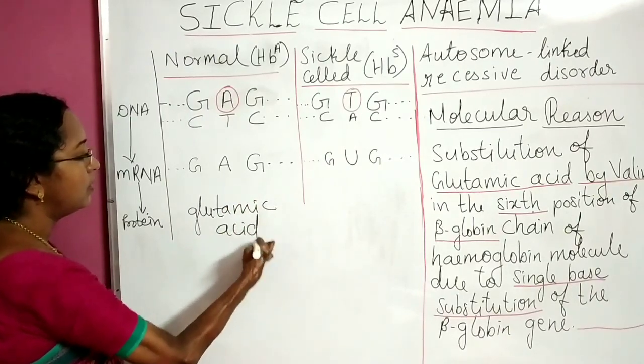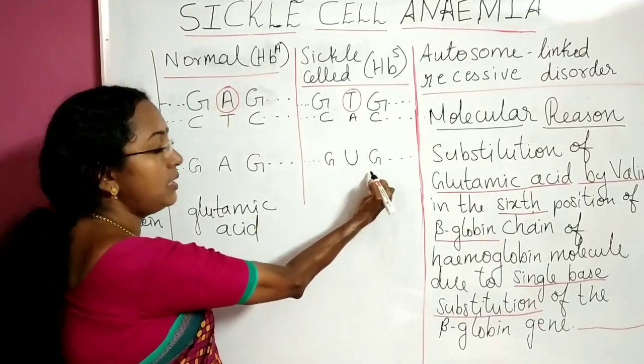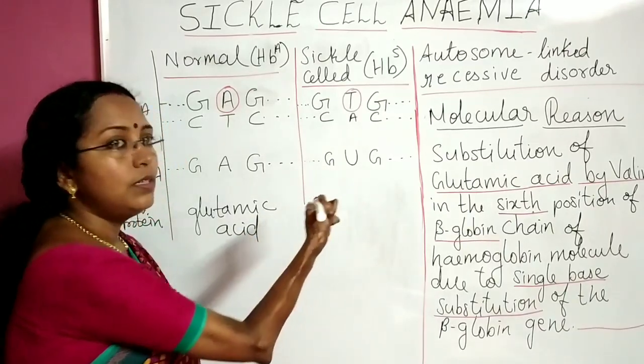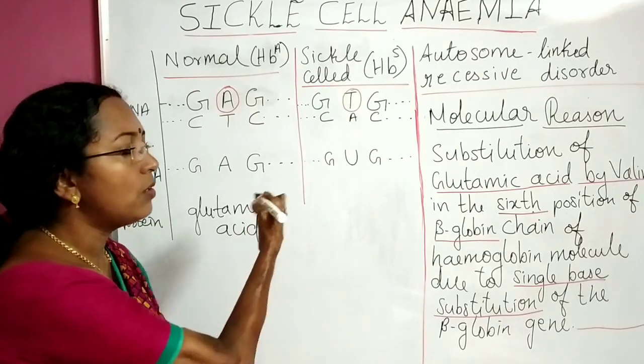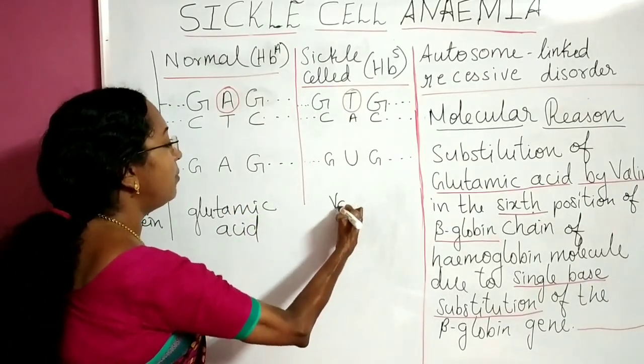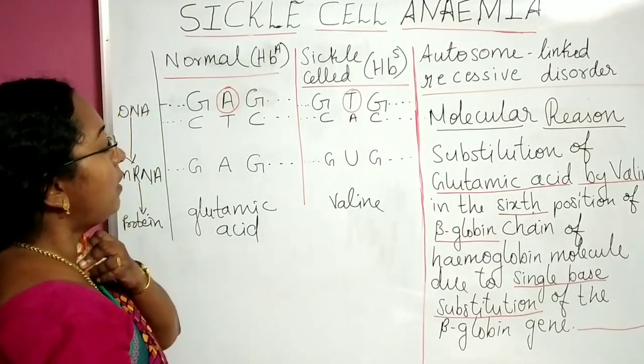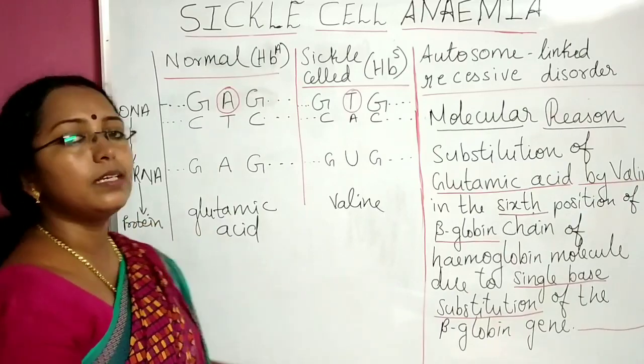So here this GAG will code for the amino acid glutamic acid. So normal HB is produced. But see here, it is not GAG which is coming. What is coming here? GUG. So it will not code for glutamic acid. Instead, it is coding for another amino acid called valine.